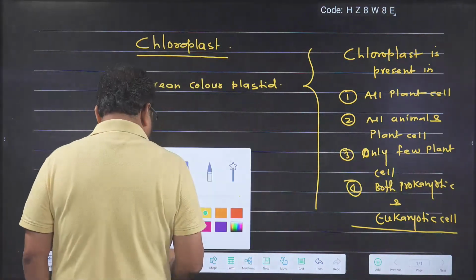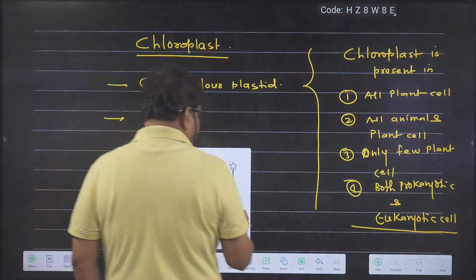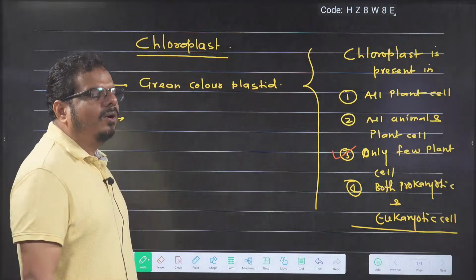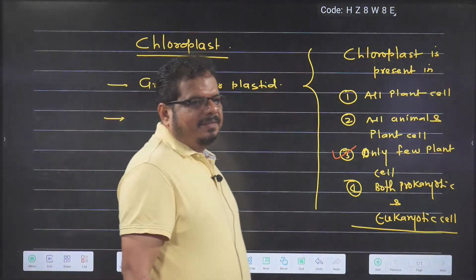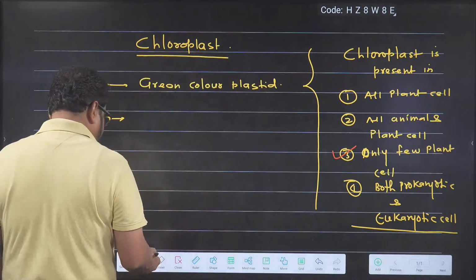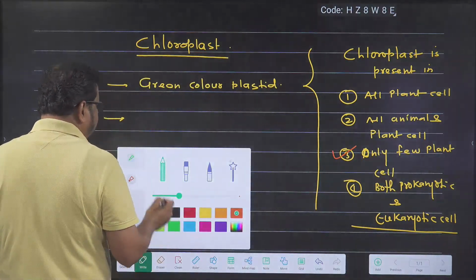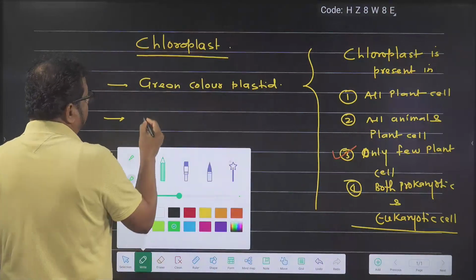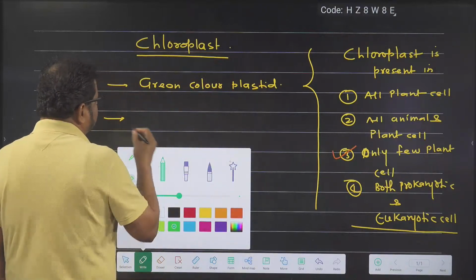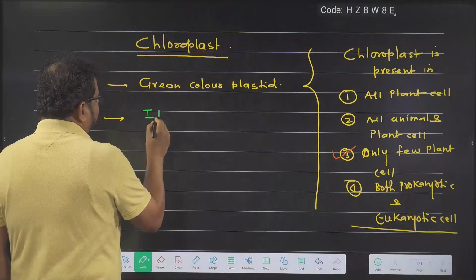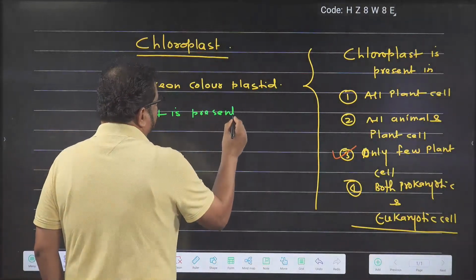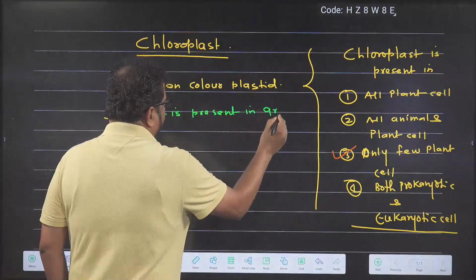So most of the students are giving the correct answer, well done. It is present in only few plant cells. It is not present in all plant cells. So where is chloroplast present? Chloroplast is present in the green part of the plant. Whatever the green part of the plant is there, chloroplast is present.